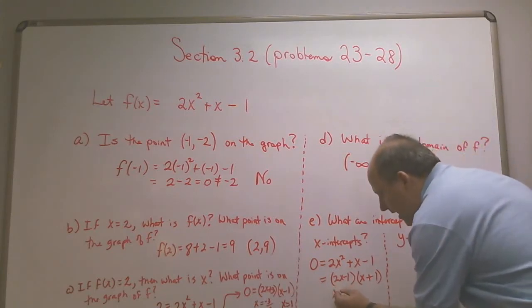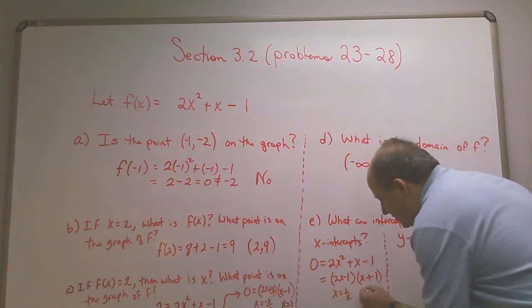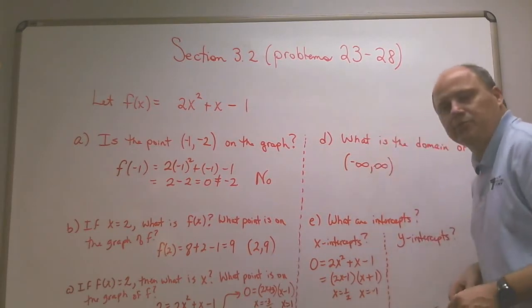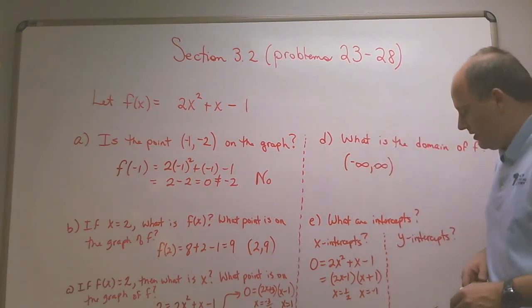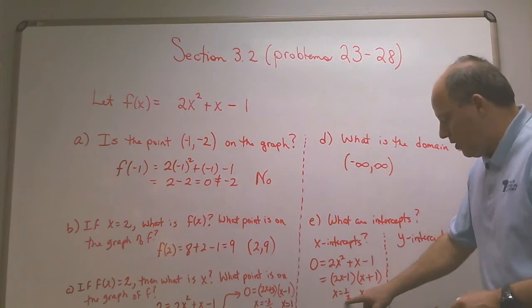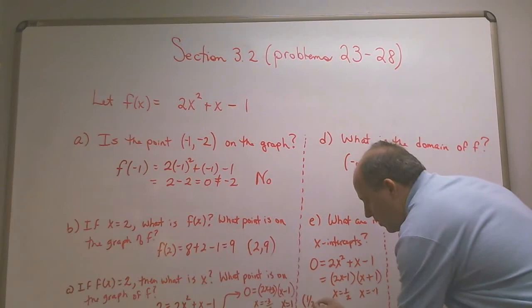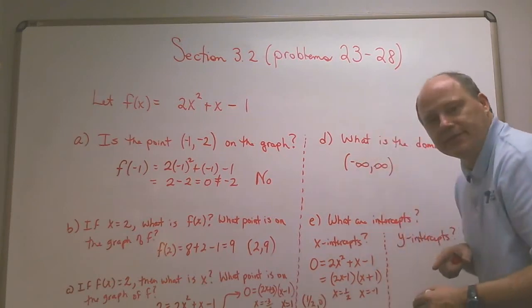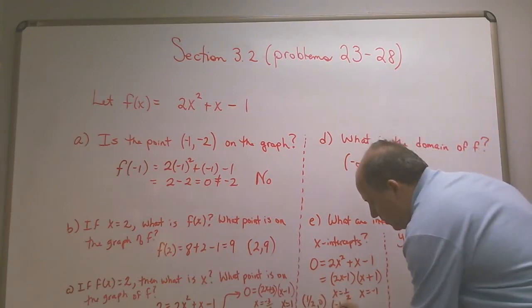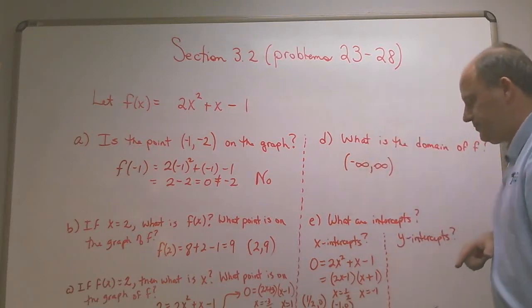And so x is 1/2 in this case, and x equals -1 in that case. So there's 2 x-intercepts, one at 1/2 and the other one at -1. So this point would be (1/2, 0). And the other one would be (-1, 0). So there are 2 x-intercepts.